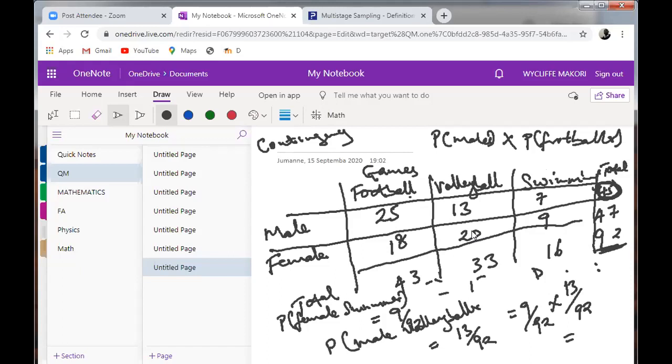If you are looking for the probability of any one of them and they are all together, then it must be over the total, which is 92. When they are all together, we normally use the total of 92. If the males and the females were separate, then we could have used maybe 9/47 and the other one maybe 13/45. But now if they are all together, the denominator will remain 92. Have I answered your question?